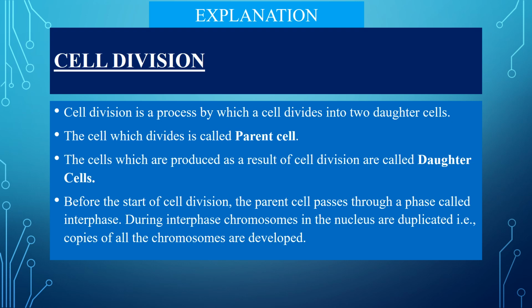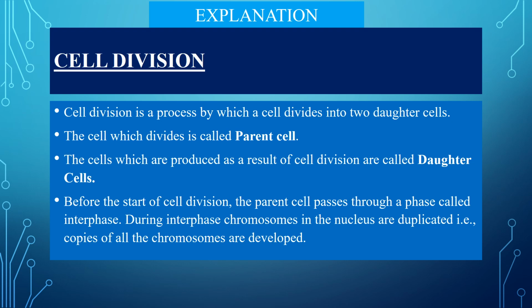Explanation: cell division. Now, cell division is a process by which a cell divides into two daughter cells. The basic definition is that cell division is a process by which a cell divides into two daughter cells. Now, two things are here. One is one cell which is dividing, the other is the cells which are formed.